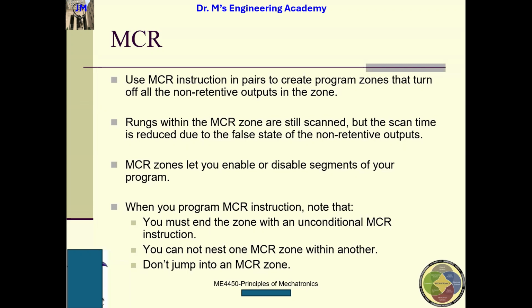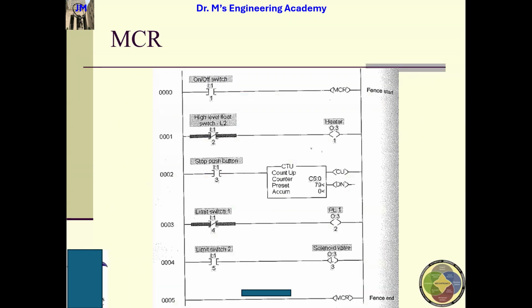Also, do not jump into an MCR zone. In the very beginning, when we talked about learning objectives, we mentioned the JMP instruction. Whenever you use JMP, never jump into the MCR zone. Because the MCR zone is controlled by this guy's input instruction or instructions, you will be confused. The system will be complex. Understand, guys? Okay. Any questions regarding this slide? No question.